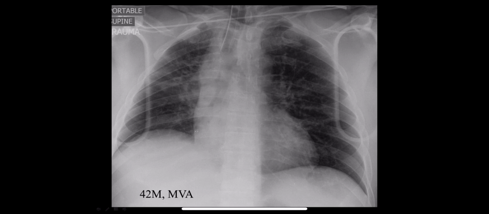This 42-year-old man sustained a MVA. We see right paratracheal widening and increased density. Also note that the right lung is small in volume.